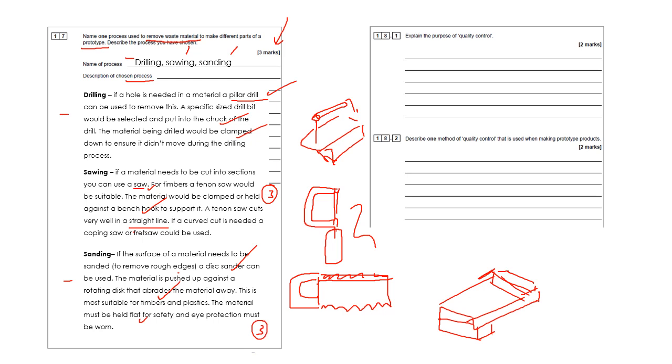So I think that's a really easy 3 marks, but the reason that you might struggle with it is because AQA are evil and the questions that they ask are confusing. So removing waste material means like cutting something or taking away a bit that you don't need from a material.